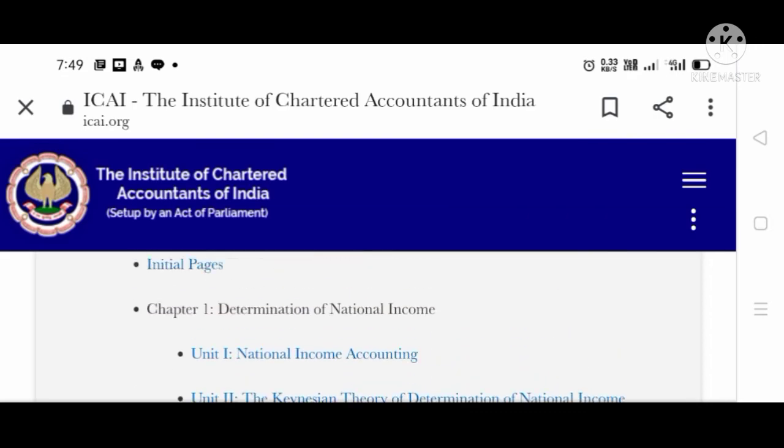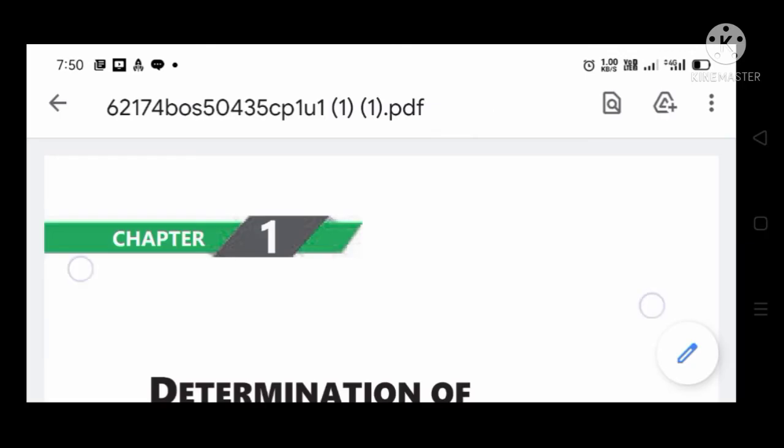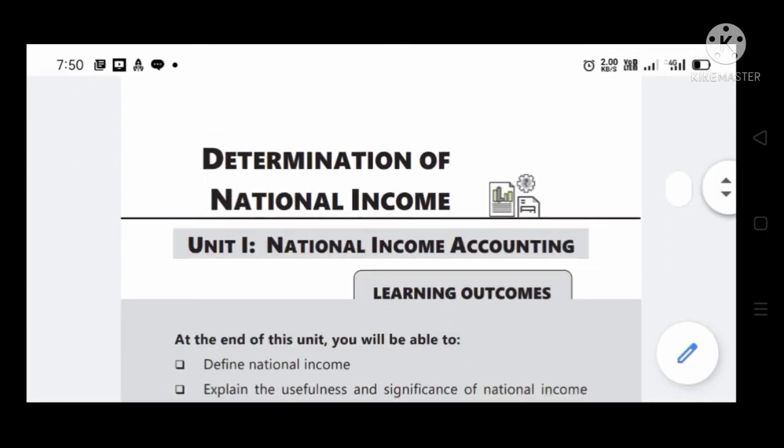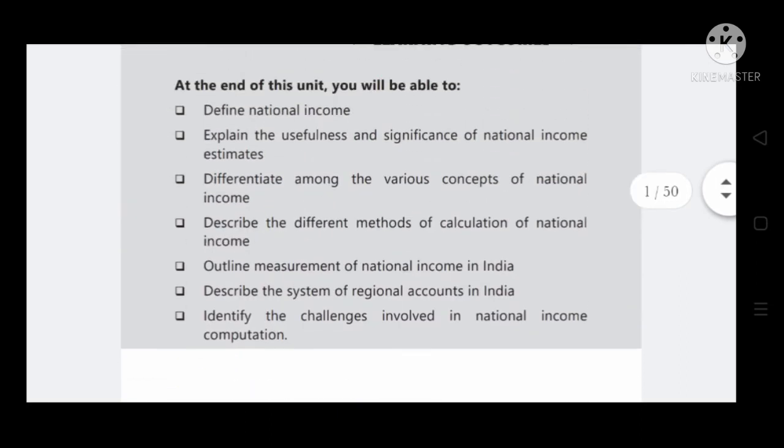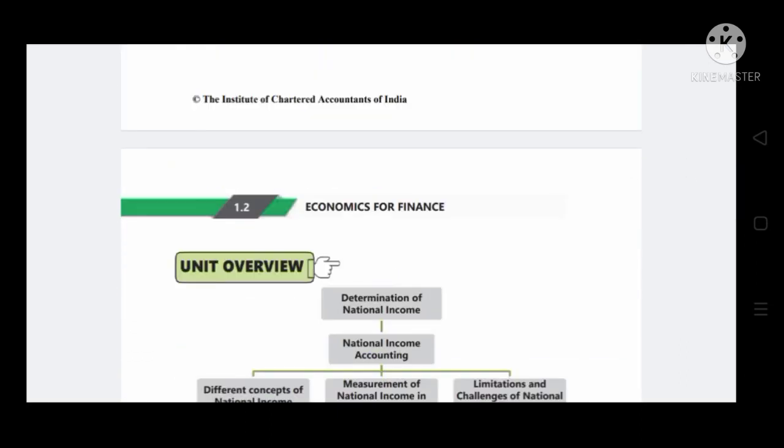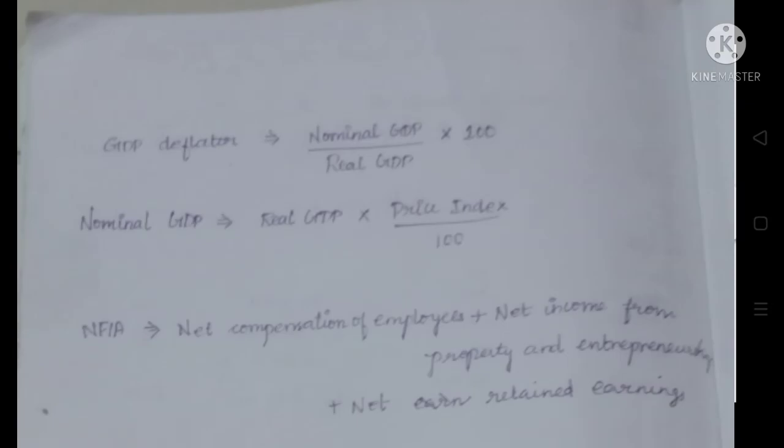Now we are going to see Chapter 1, Determination of National Income, Unit 1, National Income Accounting. In this chapter they have amended many things that were not there in the previous one. I have listed all the formulas which were not there in the previous book but are now amended. So these are the list of formulas.